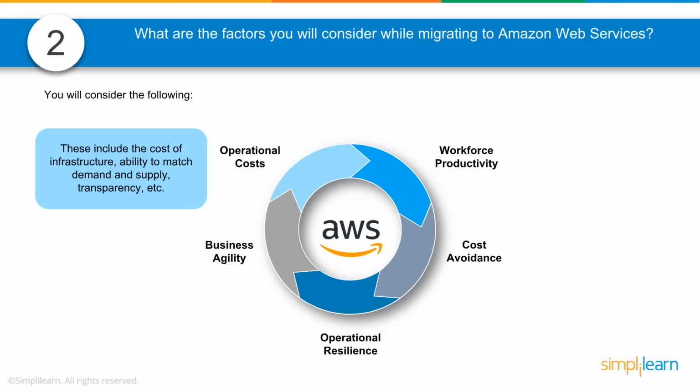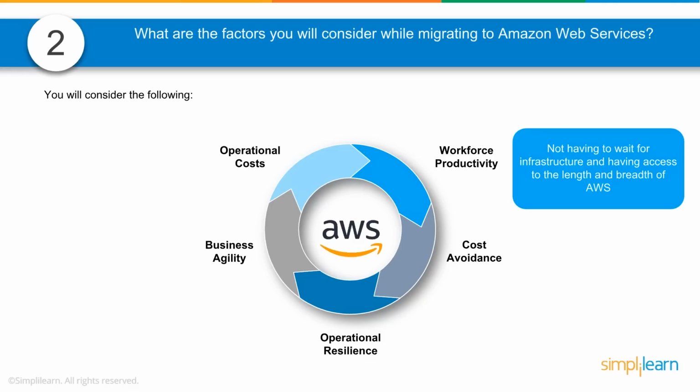So this actually includes the cost of the infrastructure and the ability to match the demand and supply transparency. Is this application in high demand? Is it going to be a big loss if the application becomes unavailable for some time? So there are a few things that need to be considered before we move the application to the cloud. And then, if the application needs to be provisioned immediately, is there an urge to provision the application immediately? That's something that needs to be considered.